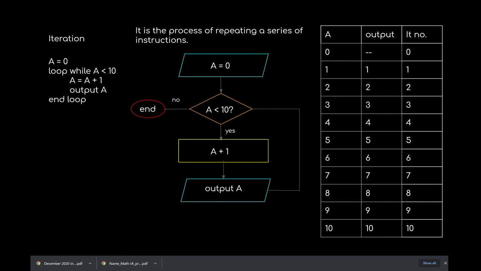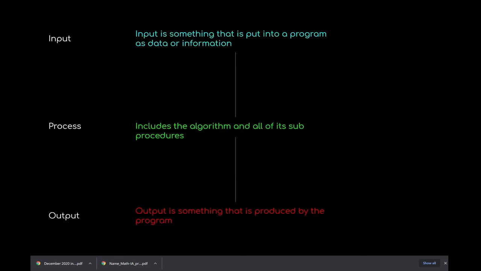Now let's go to the last part of this video. Again, this is just an introduction, the very ground basics of this chapter. We're going to understand what input, process and output is, something really important throughout computer science, right? So an input is something that is put into a program such as data or information. Right, a process includes the algorithm and all of its sub-procedures, right? The output is something that is produced by the program.